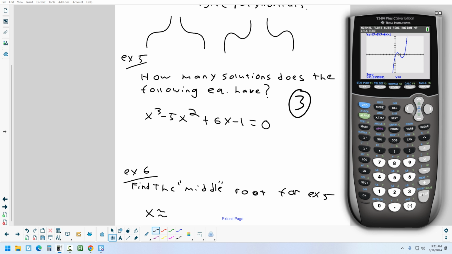Yes? My calculator shows 0, 0. It's like a similar shape. It's just different. So you didn't get 1.55? No. Oh, it's minus 5x squared. Oh, you do have minus 5x squared.